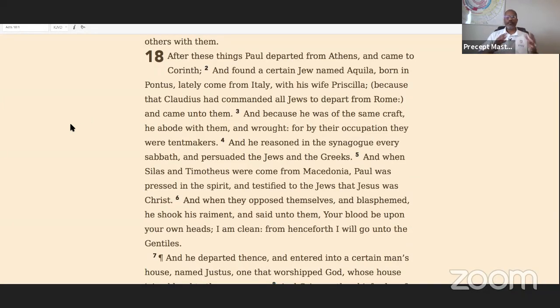Chapter 18 in Acts. We're looking at verse 1, and we're looking at some of the conditions and everything that was going on and how we were understanding what Paul was doing. It says, after these things, Paul departed from Athens and came to Corinth and found a certain Jew named Aquila, born in Pontus, lately from Italy. What was he? He was a Jew.